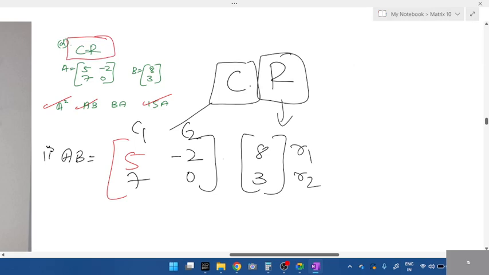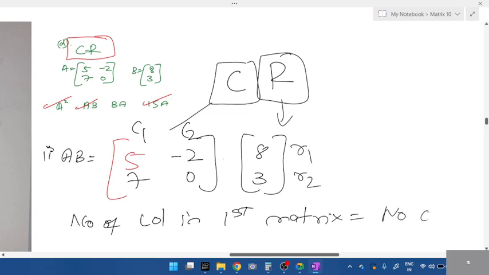Whatever I'm explaining in words, just convert into writing. You can write: number of columns in first matrix is equal to number of rows in second matrix.